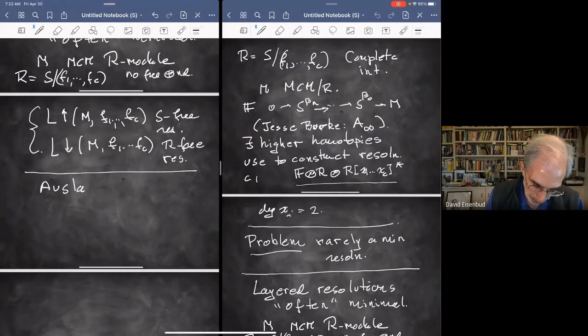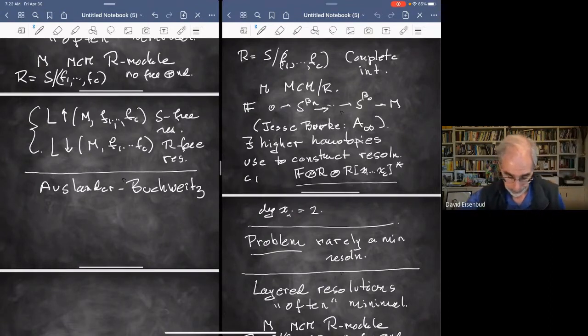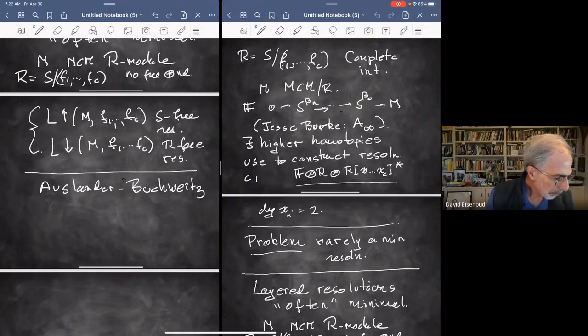Auslander and Buchweitz. This was published in 1989, I think. Yeah, 1989. And it has the following form.